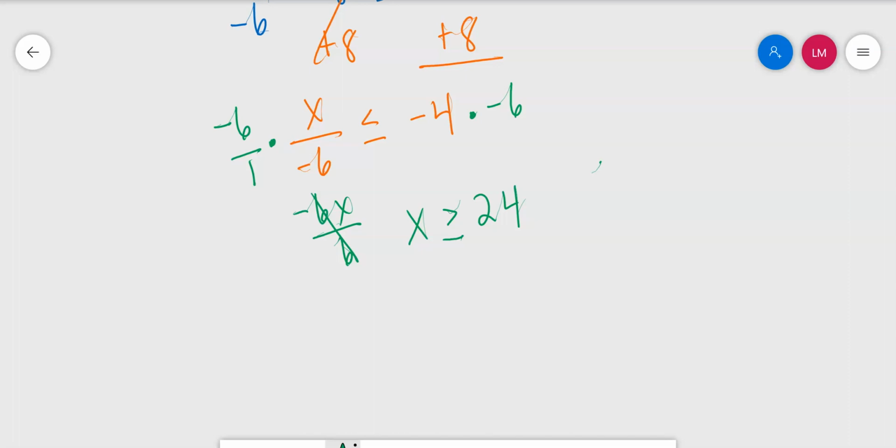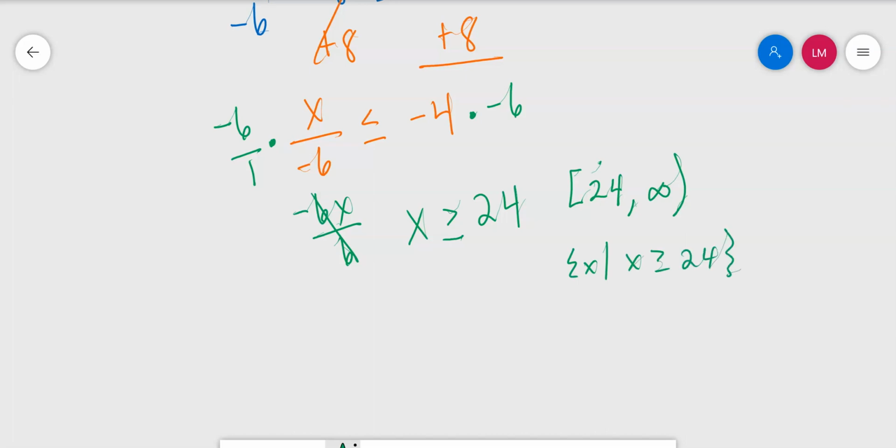Greater than. So let's just do the interval notation. So notice it also has an equal to sign. So x is greater than and equal to. So I want to be equal to 24, and I want to go to positive infinity. So there's the interval notation. Okay, and of course set builder would just be x such that x is greater than and equal to 24.